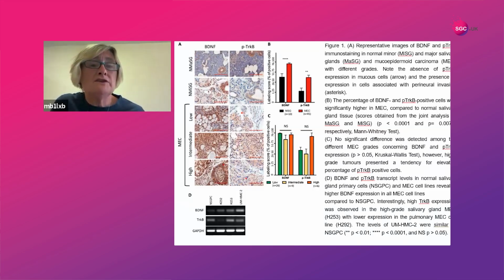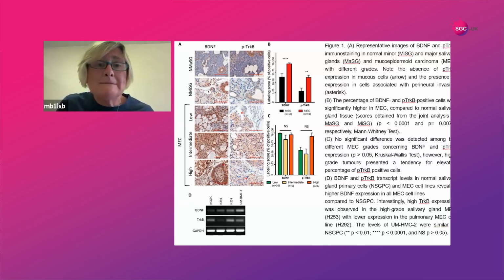So the growth factor is BDNF, and obviously the receptor it's going to bind to. And the top two are looking at normal tissues. And you can instantly see that there's a lot less brown staining in the top 4 little pictures compared to the bottom 6 pictures, which are mucoepidermoid tumors. So they're low, intermediate, and high grade. So you can instantly see that there's more of this particular growth factor there and more of the receptor, which will allow it to have its effect.